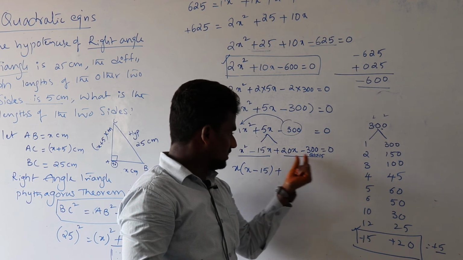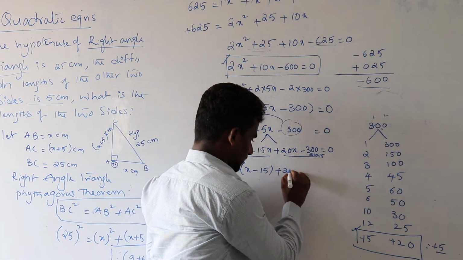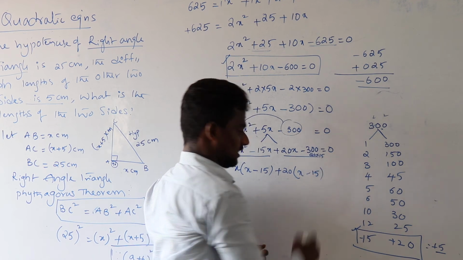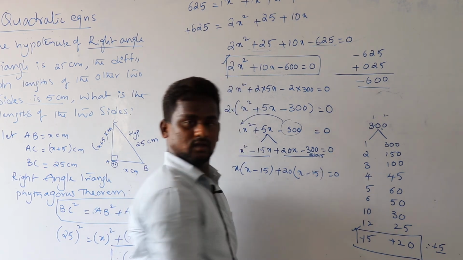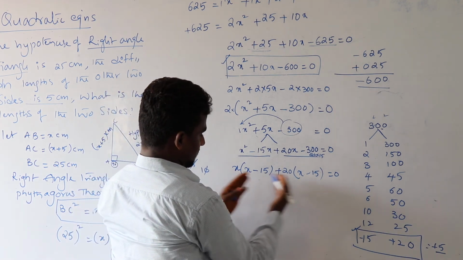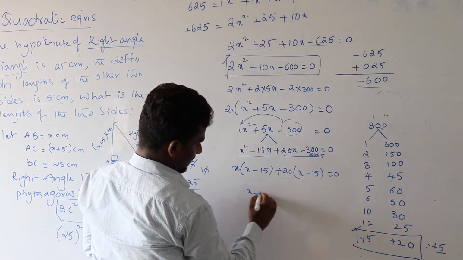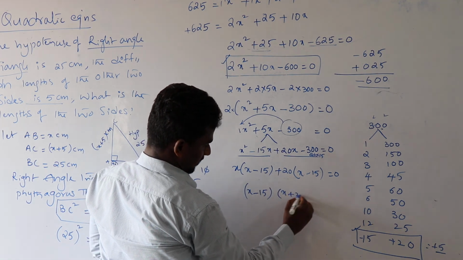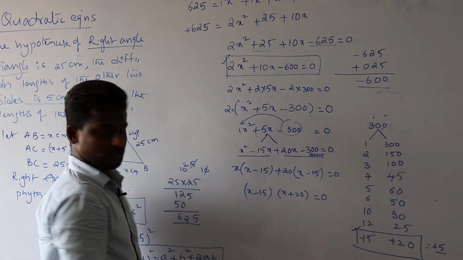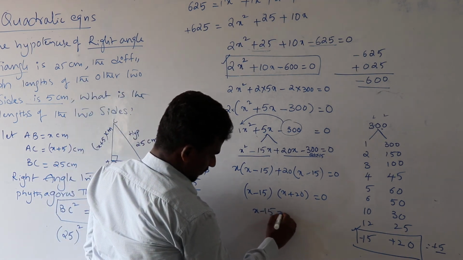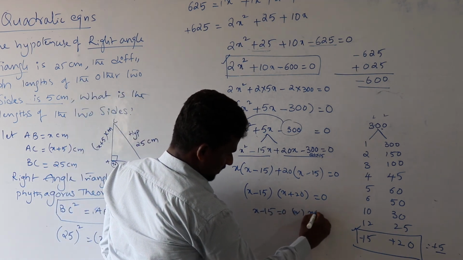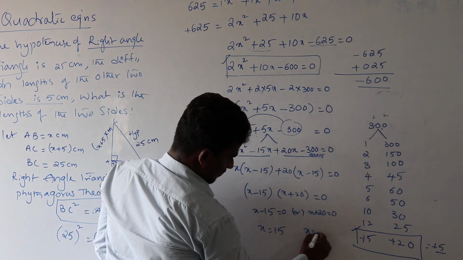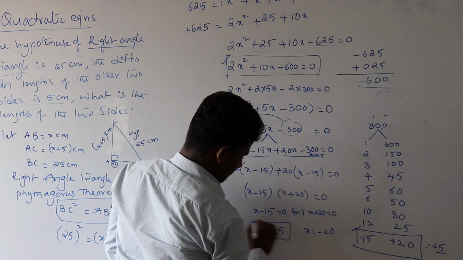Now 20 is common here, remaining x minus 15, equal to 0. Now we have two factors, and x minus 15 is common. Remaining is x plus 20 equal to 0. So x minus 15 equal to 0 or x plus 20 equal to 0. So x is equal to 15, x is equal to minus 20.